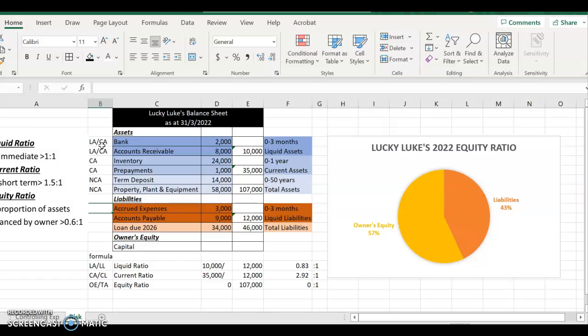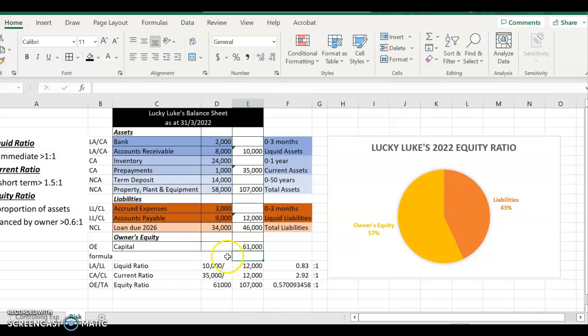And we've got these ones are both liquid liabilities and current liabilities. The only one that's not is bank overdraft if it's secured. The loan is a non-current liability. And owner's equity is one you're going to have to calculate. So to calculate owner's equity, it's going to be equal to your total assets minus total liabilities.